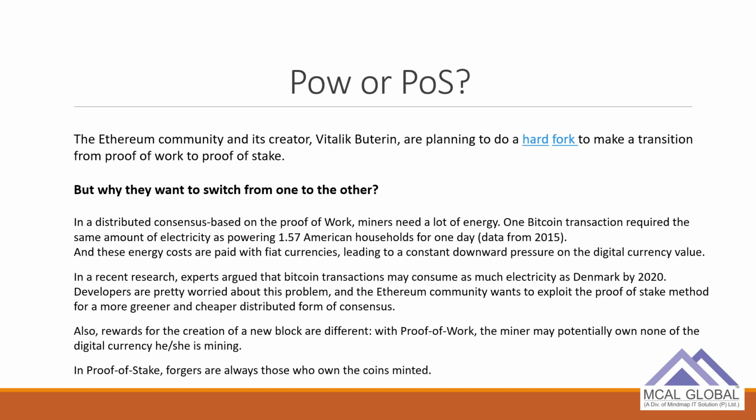Correct. So Vitalik and some other experts felt that this is not correct, and that by 2020 Bitcoin transactions may consume as much electricity as Denmark. So this is a worrying problem from the environment perspective and from the cost perspective also. So that is why they wanted a mechanism where, instead of proof of work, you have some other algorithm to reach consensus, but at the same time have the same level of security that this offers. So that is where proof of stake comes in.